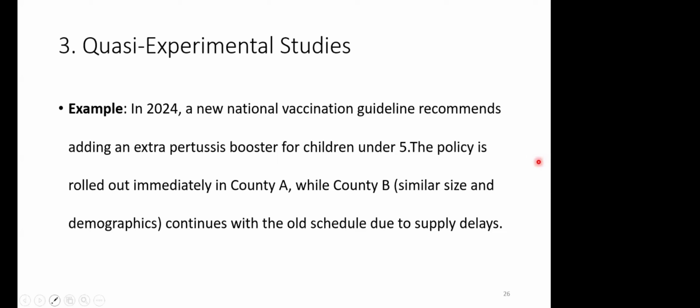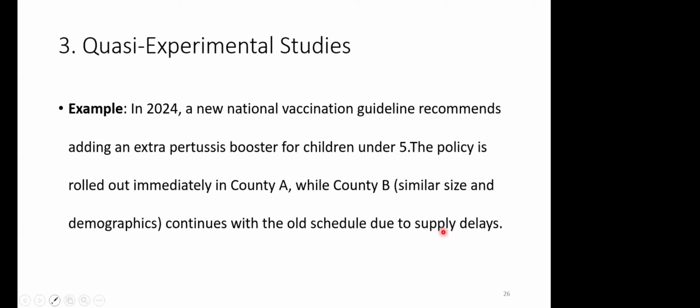So the intervention is not really being given by the researchers, but something that just happened to occur at around the same time, and then they decided to do the research. So it introduces a bias in the sense that counties may differ in healthcare access, population mobility, or reporting accuracy, which could now influence results.